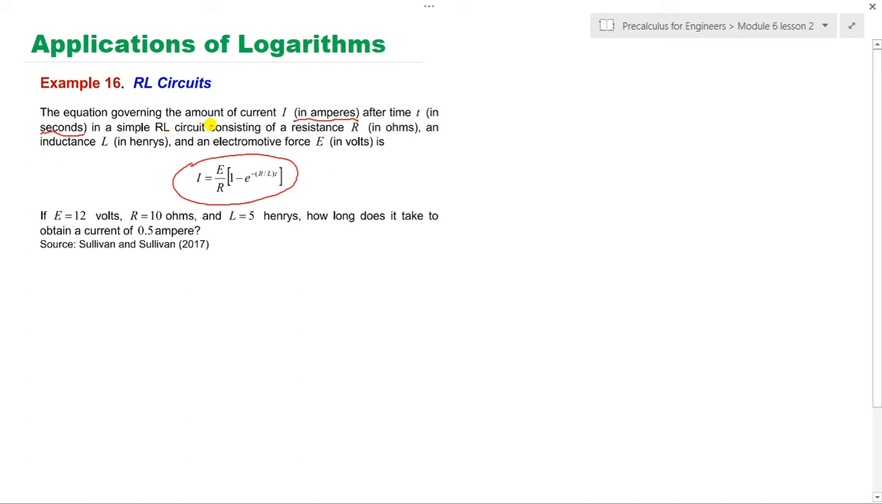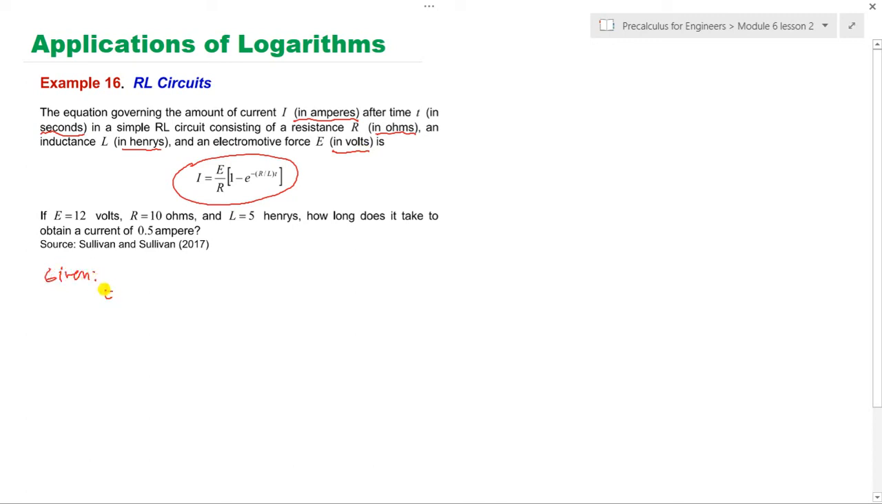In a simple RL circuit, this is a resistor and an inductor. Okay? This is a resistor and an inductor, and L represents the inductor. L is in henries. So it is an RL series circuit. The resistance is in ohms, and the inductance L is in henries. The electromotive force, the voltage source, is in volts. So what are the givens?